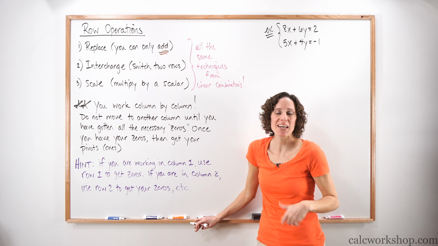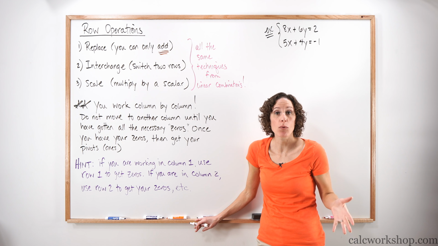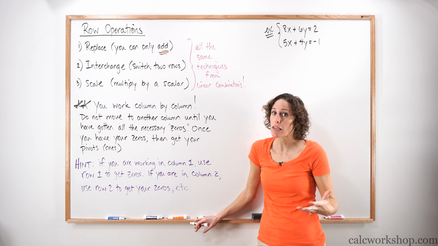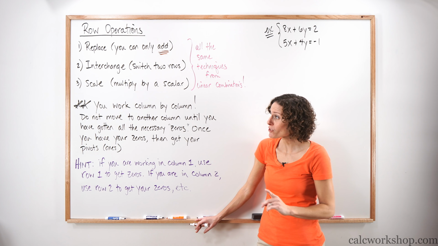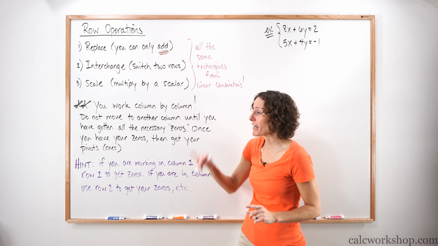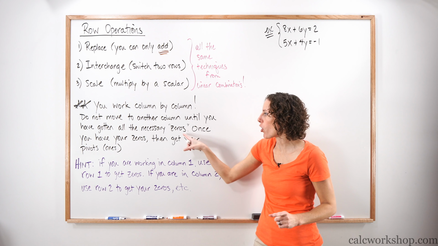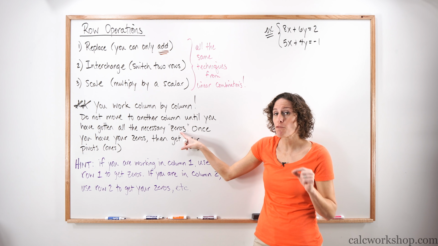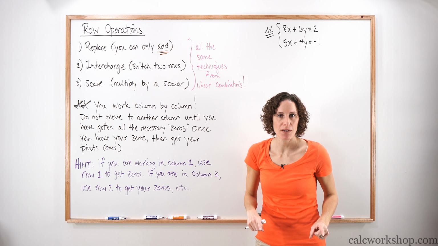You can't just randomly say, well, I like column number 5, so I'm going to go to column 5 and work on that one first. You're going to be doing a lot of extra work that way because you're going to have to fix it later. So you work column by column. You do not move to another column until you've gotten all the necessary zeros before you go any further. Once you've gotten your zeros, then you can find your pivots.